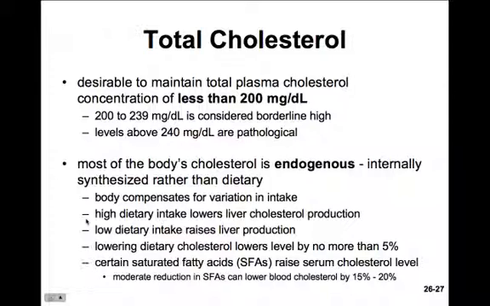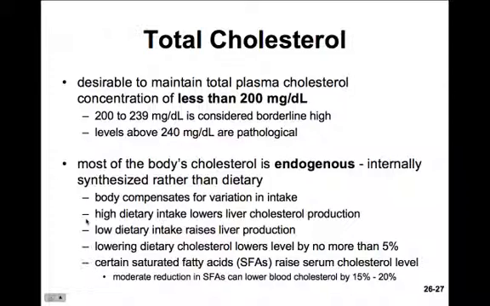Most of the body's cholesterol is endogenous. It's internally synthesized rather than taken in the diet. The body compensates for variation in intake. High dietary intake lowers liver cholesterol production. Low dietary intake raises liver cholesterol production. Lowering the dietary cholesterol lowers the level by no more than about 5%.